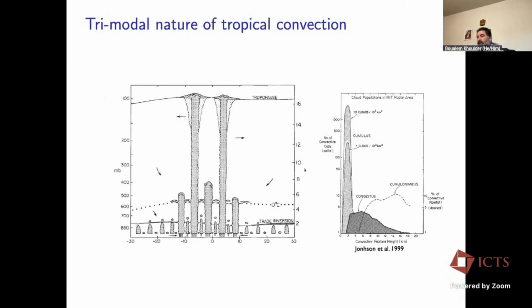So why the multi-cloud model? This idea comes from a paper by Johnson and his collaborators in 1999, when they suggested that the tropics is not just shallow and deep convection, but there are also congestus clouds that are very important. They are in the middle troposphere, detraining right at or before they reach the freezing level. And they constitute a big portion of the convective clouds.